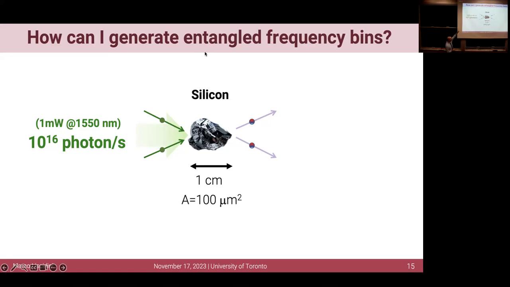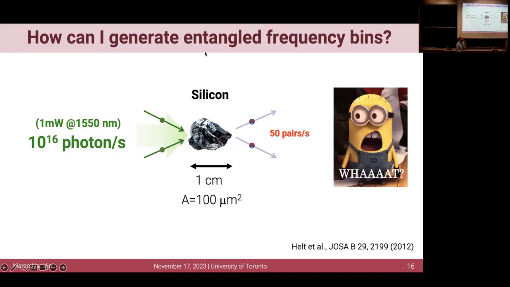I start with a flux of 10 to the 16 photons per second. So a huge amount of photons. And I get 50 pairs per second. Okay? This is a calculation that we actually did with John about 10 years ago. Now, of course, this is a big problem, and this is never going to work very effectively in bulk unless I crank up the power.